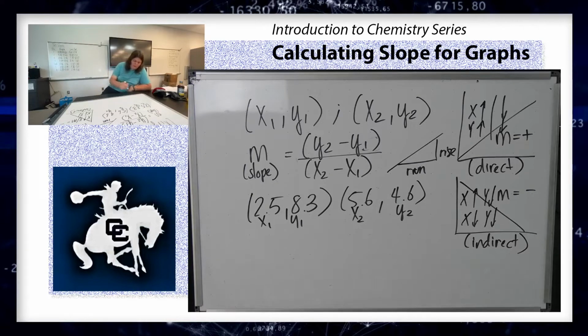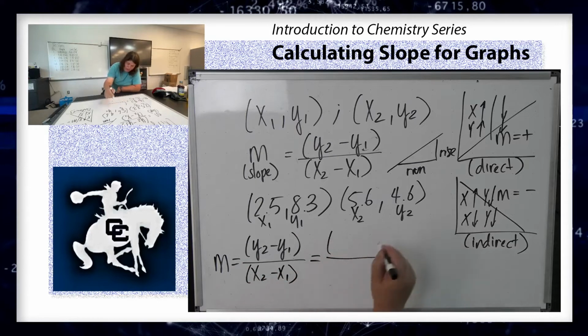We're first going to start by writing the equation. Again, every time you do one of these problems, you need to write the equation so we can see what you're actually doing. We're then going to plug in the values. I'm going to start by putting my y2 in, 4.6, and my y1, 8.3. On the bottom, my x2 and my x1.